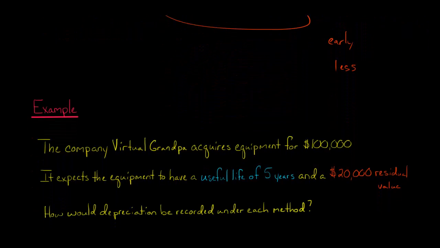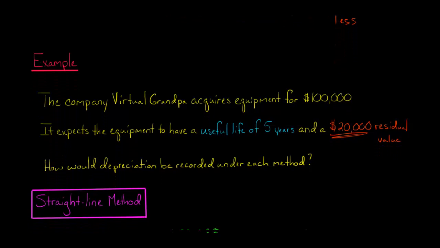Let's say we've got a company called Virtual Grandpa. They acquire property, plant, and equipment for $100,000. They expect that the equipment's going to have a useful life of 5 years and a $20,000 residual value. That's also known as the salvage value. This is what they expect the value of the asset to be at the end of the 5 years. Okay, so how will we record depreciation under each method?